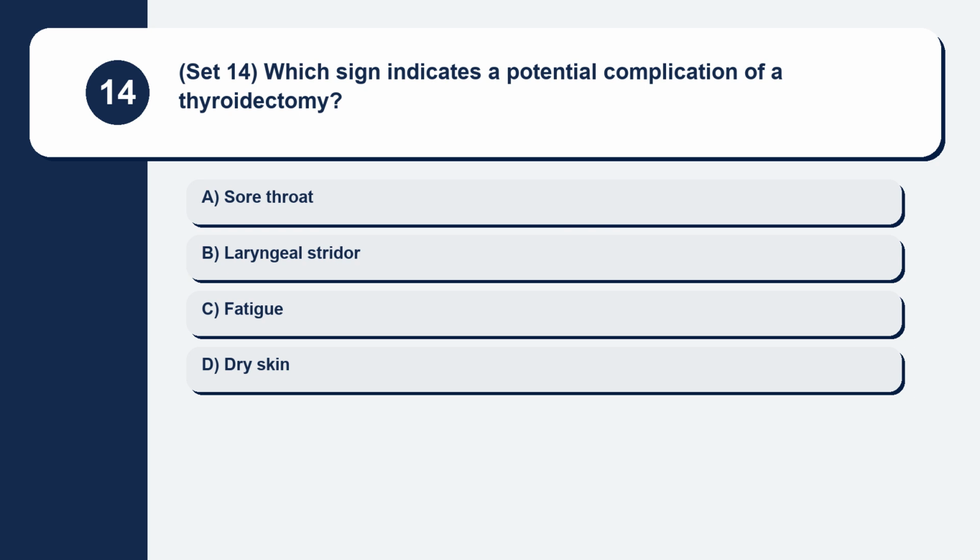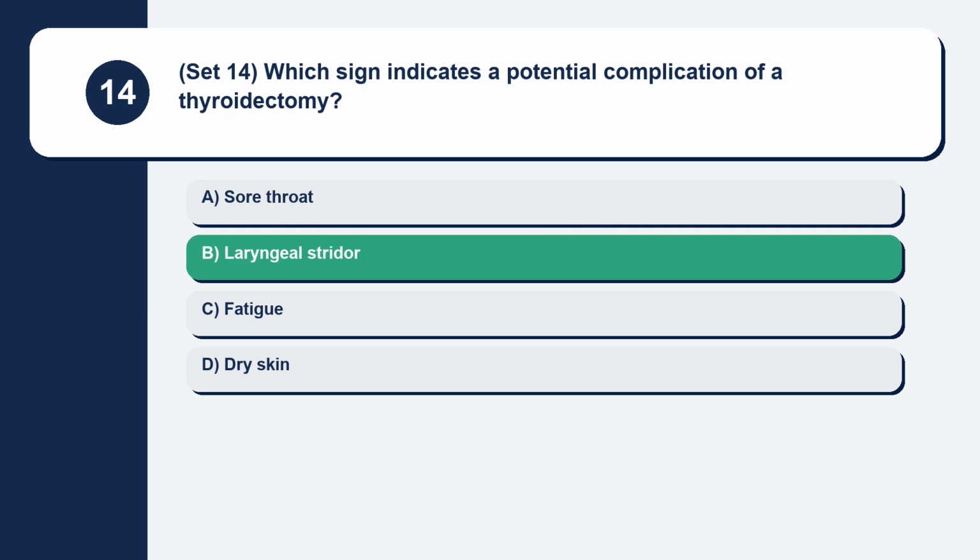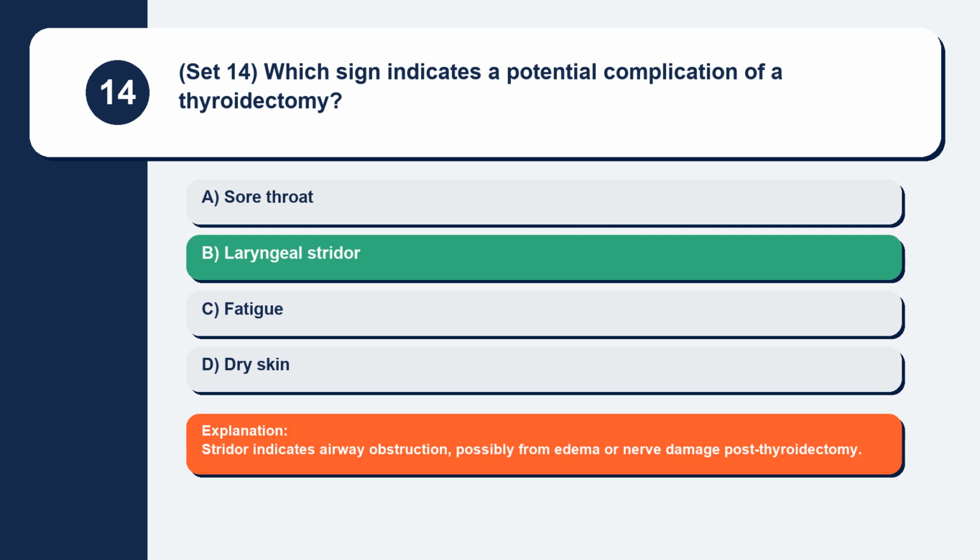Question 14, Set 14. Which sign indicates a potential complication of a thyroidectomy? Sore throat, laryngeal stridor, fatigue, dry skin. Stridor indicates airway obstruction, possibly from edema or nerve damage post-thyroidectomy.